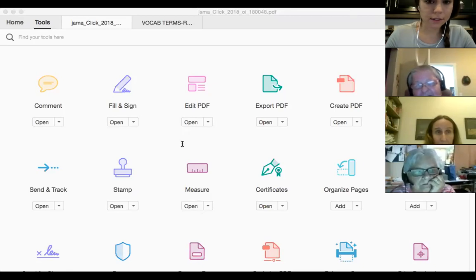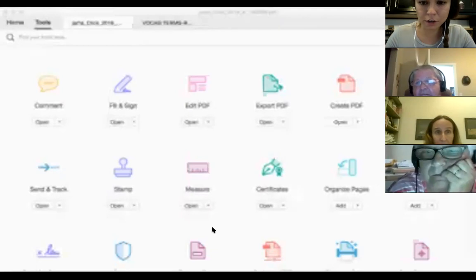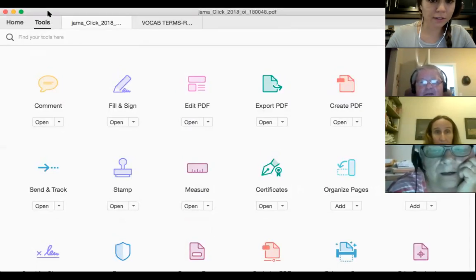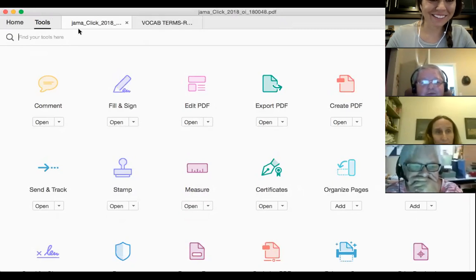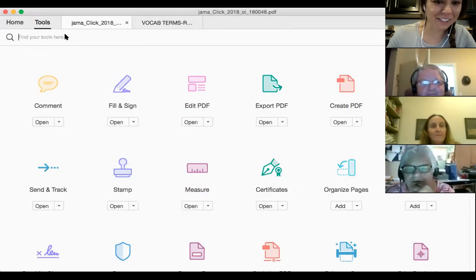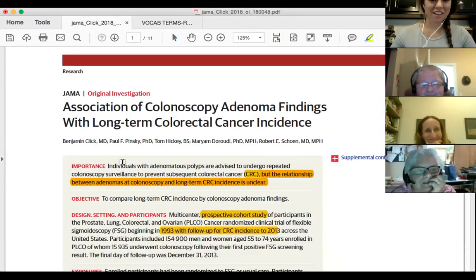So let's see here. Are you guys still seeing, what screen are you seeing right now? A complicated one. Yeah, it's where you're supposed to be using tools. Stamp, measure, certificates, edit PDF, export. Okay. There you go. Perfect.